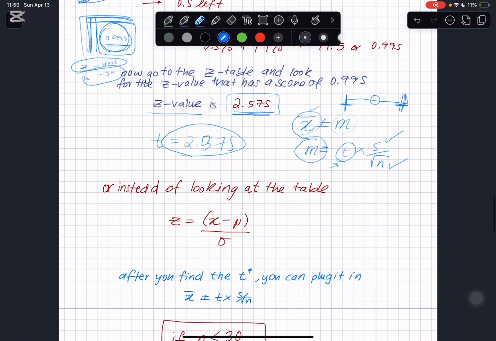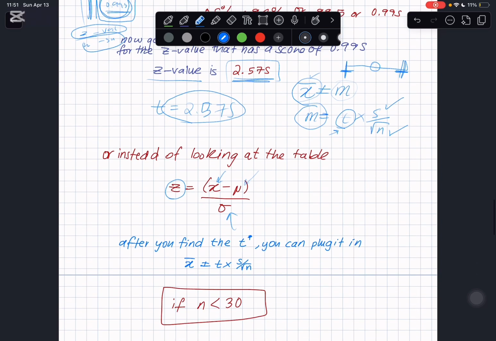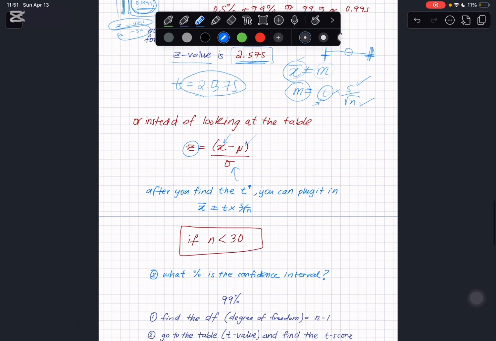Okay. And if you remember, if the doctor pulls a trick on us in the exam and doesn't give us the table, you can actually calculate the z-score. We have the x, we have the mean, and we have the standard deviation, so you can calculate it straight away. Okay.